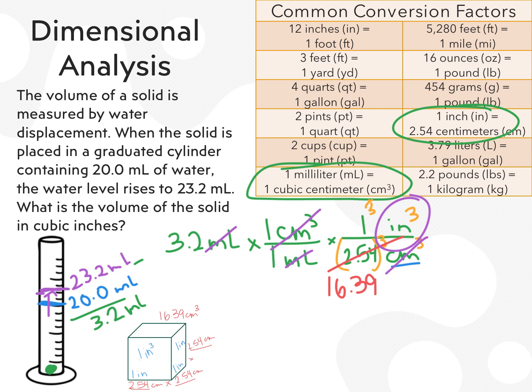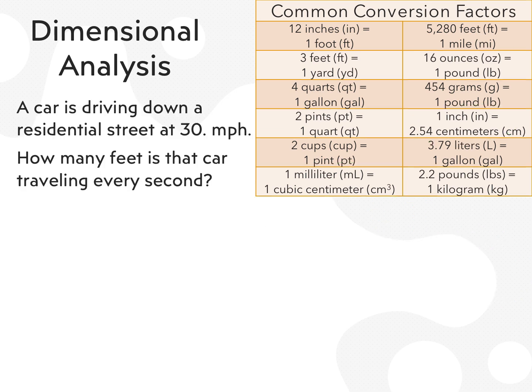So I'm going to take 3.2 and I will divide that by 2.54 cubed, and I end up with 0.1953, rounding that to two significant figures, 0.20 inches cubed. There we go.